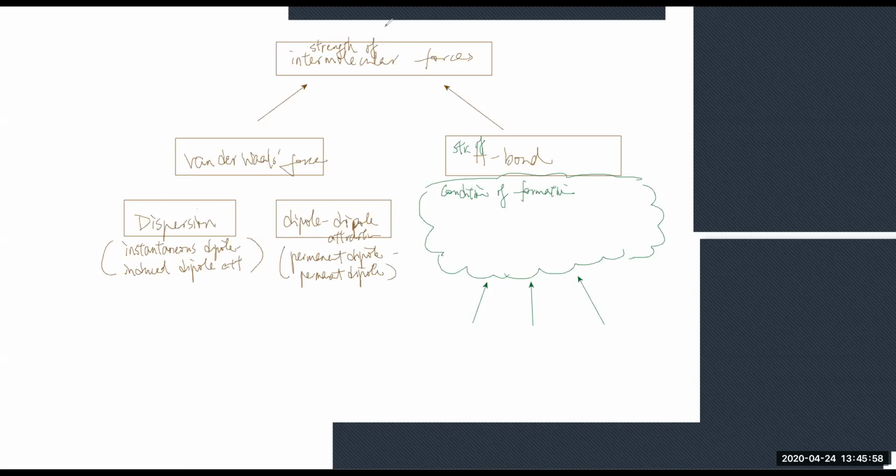Now, got the difference between the two. The dispersion force, you may find in all molecules. But for dipole-dipole attraction, what may we find? If the molecule is polar. Okay, do you still remember that? While the strength of the dispersion is affected by what? What makes the dispersion stronger? And similarly, what makes the dipole-dipole attraction stronger? It's simple, right? It is the polarity of the molecules, which makes the dipole-dipole attraction stronger.